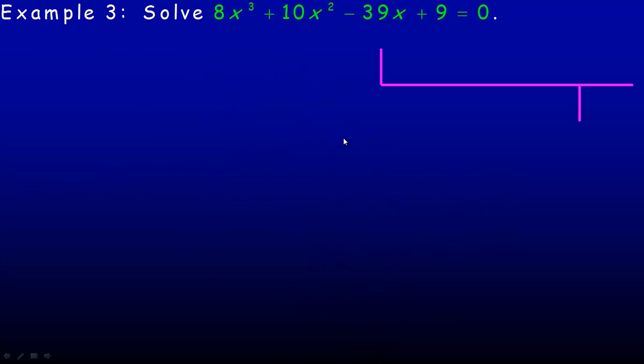In example 3, you're asked to solve this cubic equation, and we'll get into higher powers in the other examples too. We'll start with a cubic here, and you might recognize this symbol, especially if you're taking the course here, because it's a synthetic division symbol. And so we're going to factor this by using synthetic division. So we would write the coefficients 8, 10, negative 39, and 9 across the top here.